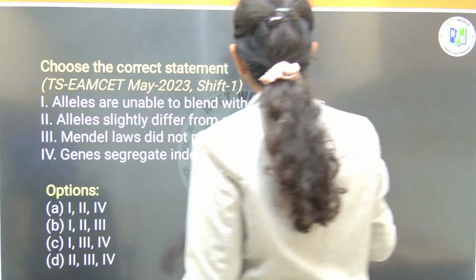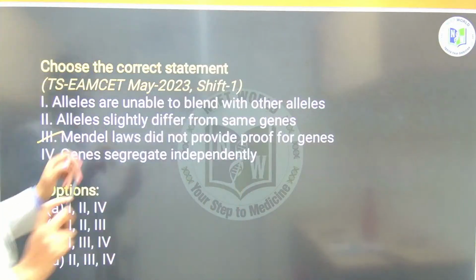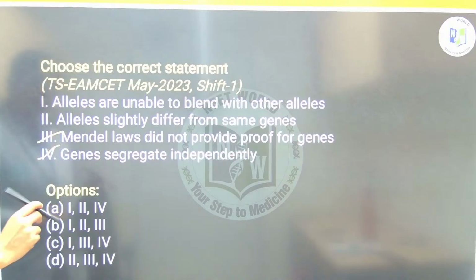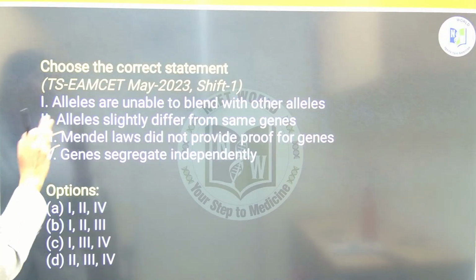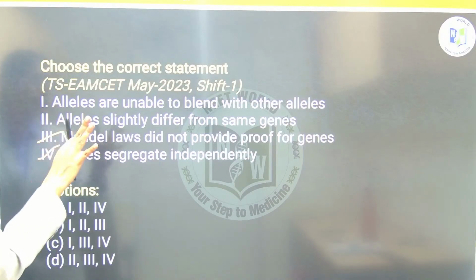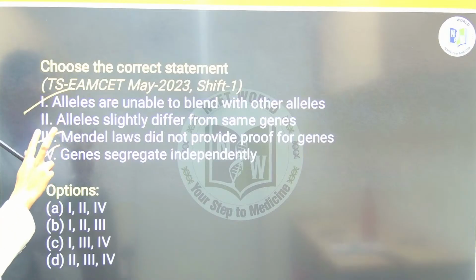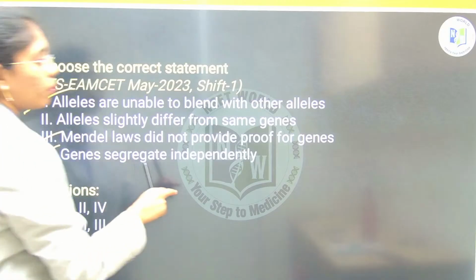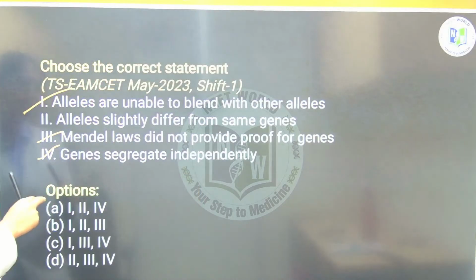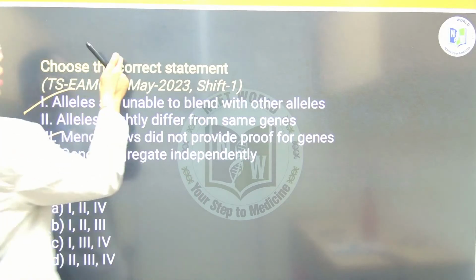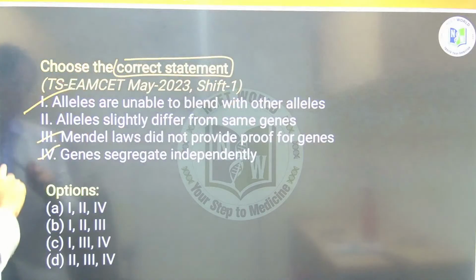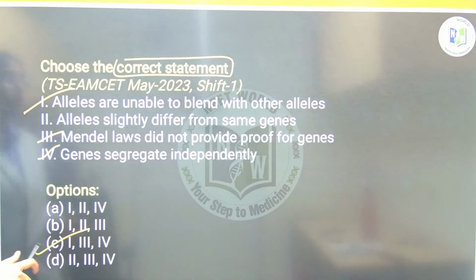So the proof of genes is not provided. Genes segregate independently is correct only, and alleles are unable to blend with each other. They don't blend with each other. Alleles differ from each other in the same gene. Plural should not be used over here. So here the set of correct statements will be 1, 3 and 4, which is option C.